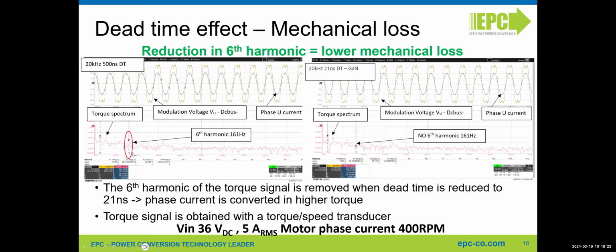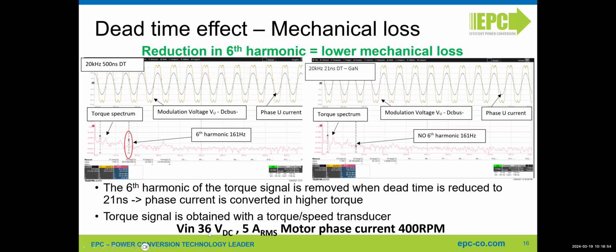We get a harmonic in the torque because of the dead time. And you don't want to have harmonics in the spectrum of the torque, because harmonics mean vibration. You just want all the spectrum to be concentrated here in the torque. And once you reduce the dead time, with the same analog signal, you see this harmonic completely disappears.